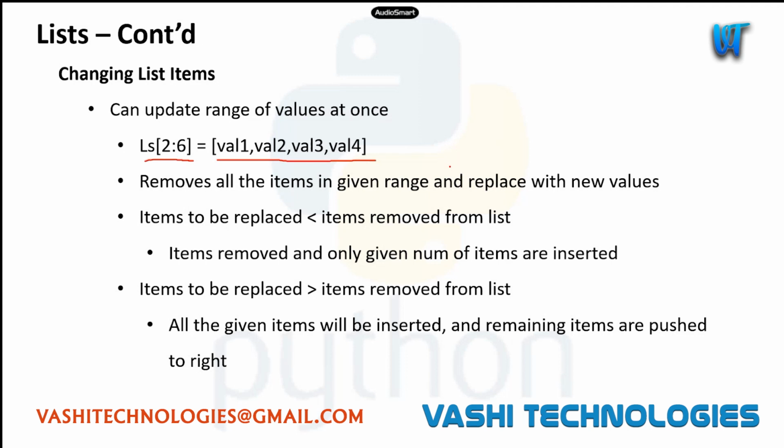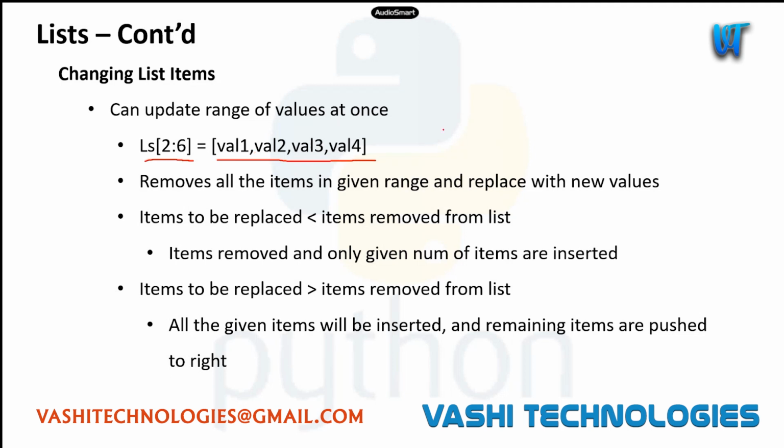What happens here? We have taken items 2, 3, 4, 5, and we are assigning four values. So it will replace the second, third, fourth, and fifth items of the list with the new values which we have given here. Okay. Let's say we have given fewer items than we have removed.